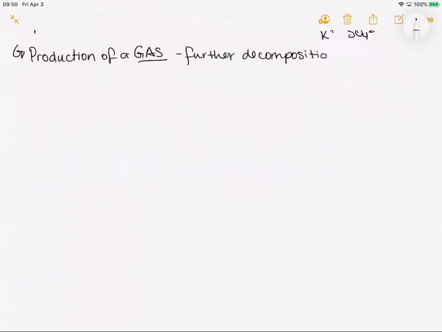Our final type of reaction in double displacement is the production of, well, we had solid, we had liquid, now we have gas. And that's going to come from the further decomposition of NH4OH, sulfurous acid, H2SO3, and carbonic acid, H2CO3. So let's do an example of each one.